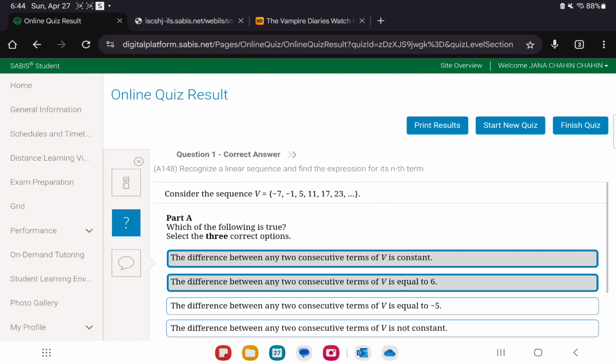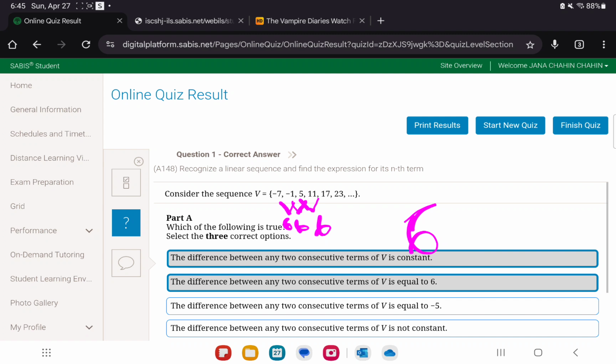So let's find if it's a common difference or a ratio. First we'll check if it's an arithmetic or a geometric progression. This one here, if we do -1 minus -7, we get 6. And then 5 minus -1 is also 6. And then 11 minus 5 is also 6. So our common difference is 6. So we don't even need to try if it's a geometric progression or not.